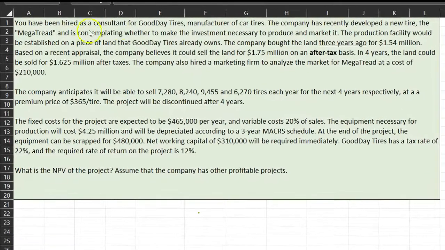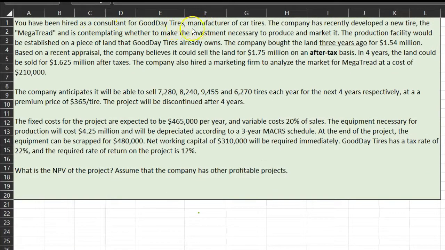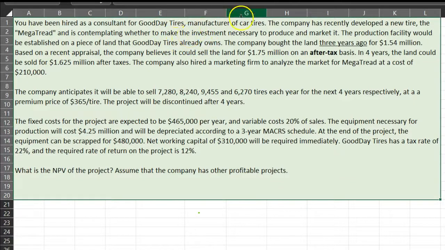Let's suppose you've been hired as a consultant for Good Day Tires. It's a manufacturer of car tires. The company has recently developed a new tire called the Mega Tread, and it is contemplating whether or not to make the investment which is necessary to produce and market it. Now, the production facility would be established on a piece of land that Good Day Tires already owns. So this is an important point. They already own the land on which they're going to manufacture the new tire, if they choose to do so.